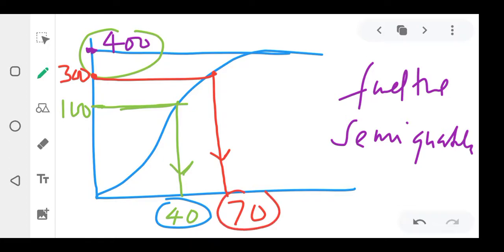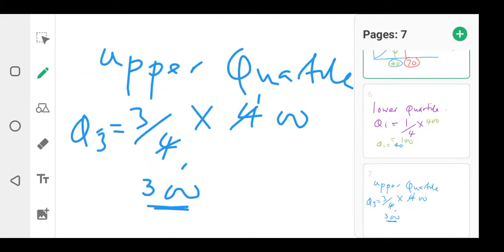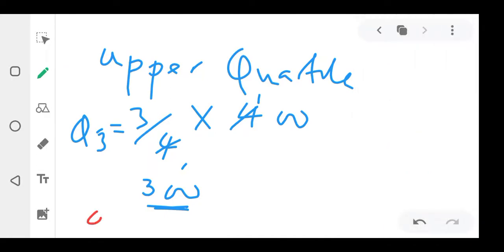I'm not going to use the 300. I always multiply, and then from the 300, I go this side, and then I pick the one that's on the other side. So it is 70. So my Q3 is going to be 70. That's the one I'll use.